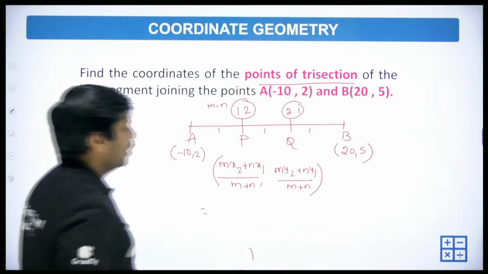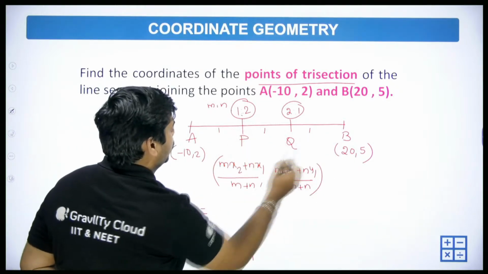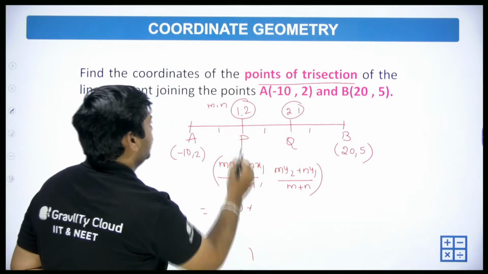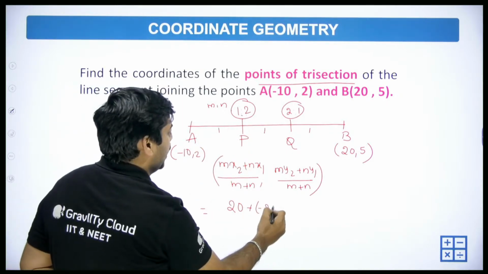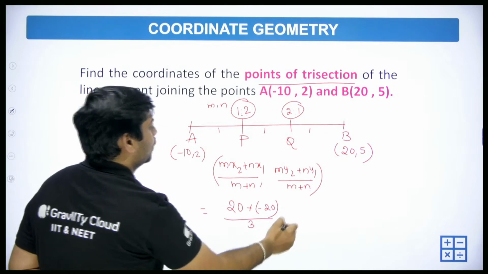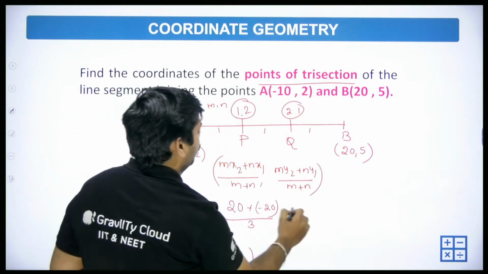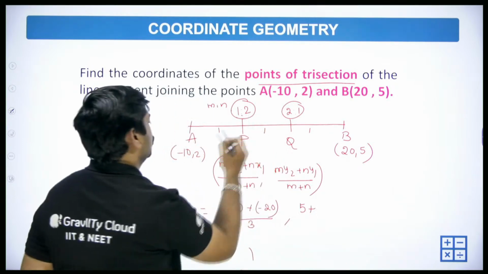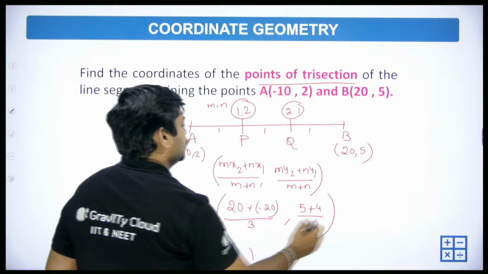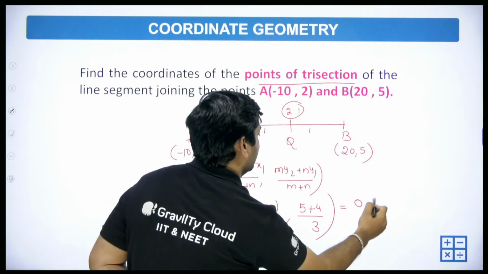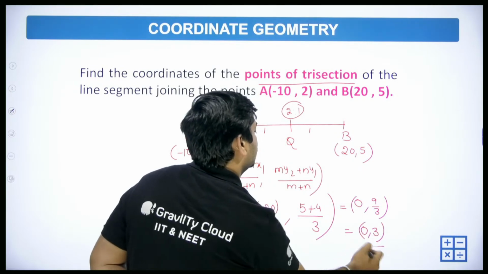So m x2, 1 into x2 is 20, plus n times x1, 2 into minus 10, which is again minus 20, by m plus n, 3. Comma, m y2, 1 times y plus n y1, 2 times 2, 4, by m plus n is 3. So 20 minus 20 is 0, 5 plus 4 is 9, 9 by 3. So it is 0, 3. It is 0, 3, right?